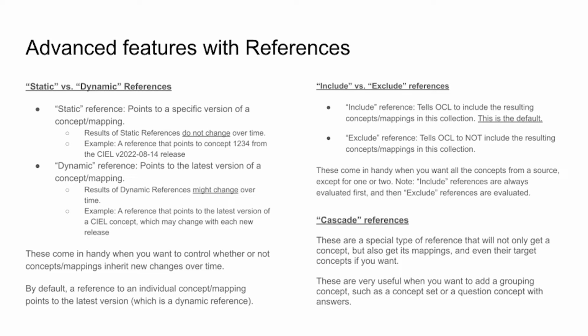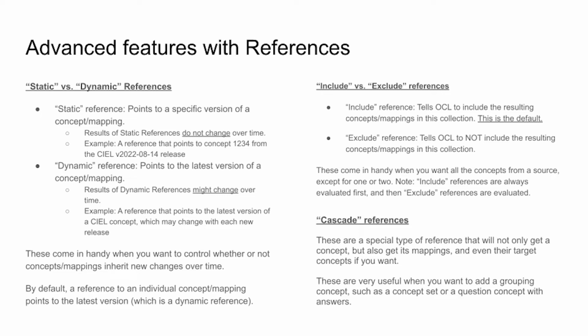However, when you use a dynamic reference, that points to the latest version of a concept or mapping. The results of dynamic references might change over time in your collection. So if your collection points to the latest version of the CL concept in its reference, then that concept might be updated with new CL releases. Overall, static and dynamic references come very much in handy when you want to control whether or not concepts or mappings inherit new changes over time. By default, a reference to an individual concept or mapping points to the latest version, and that's a dynamic reference.